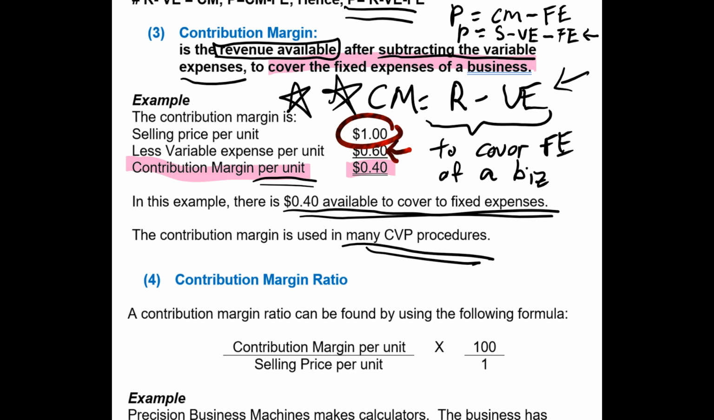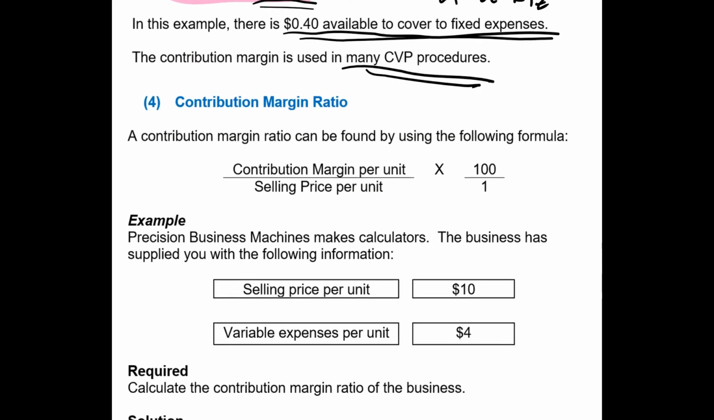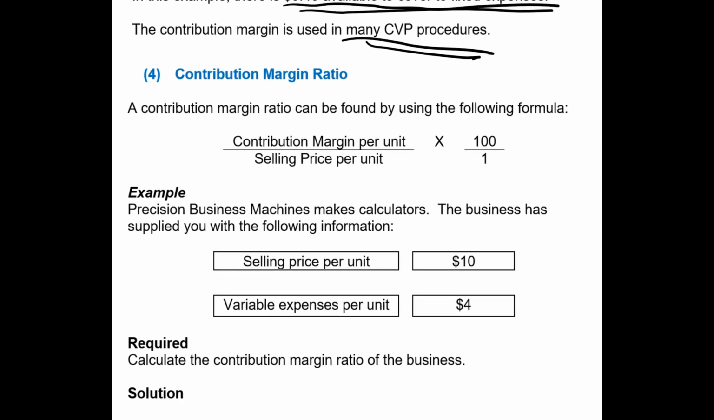Okay. And the next one that I want to teach you is contribution margin ratio. Contribution margin ratio is very simple. You just put in the formula. This formula will be given in your specification booklet.